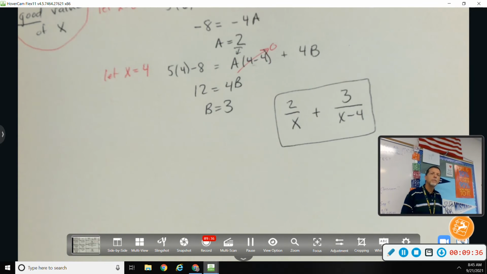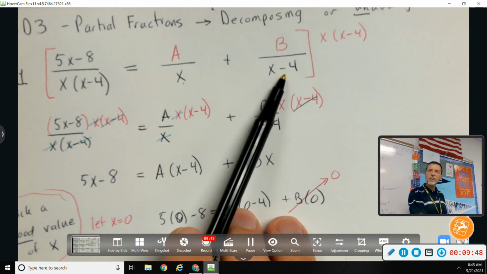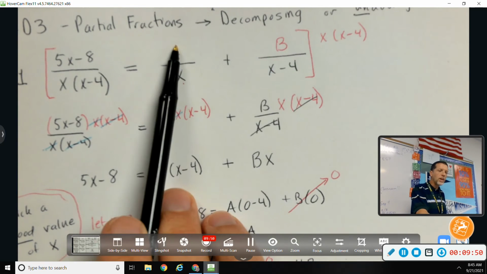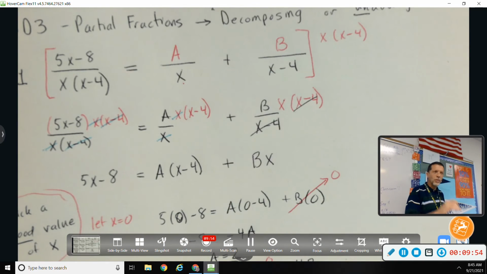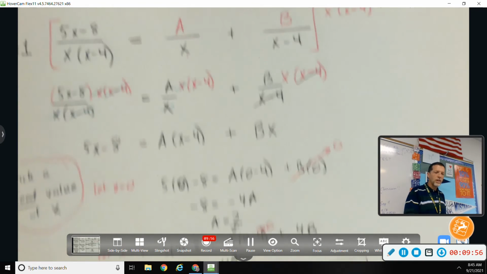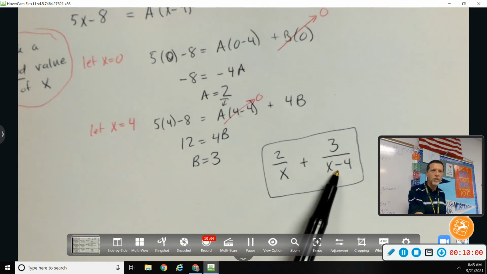Could A be something else? Oh, well, I guess it doesn't matter. Maybe what you're getting at is if you set this problem up differently, the opposite way. If you put a over x minus 4 and b over x, it's still the same thing. Your intermediate work's going to look a little different than your neighbor's, but you're going to end up with 2 over x and 3 over x minus 4.